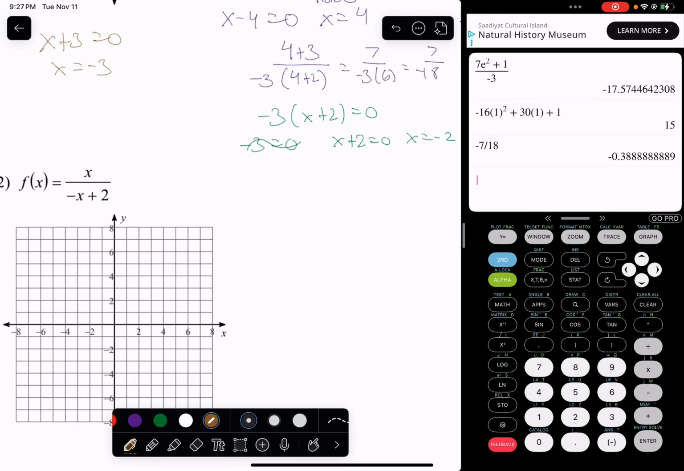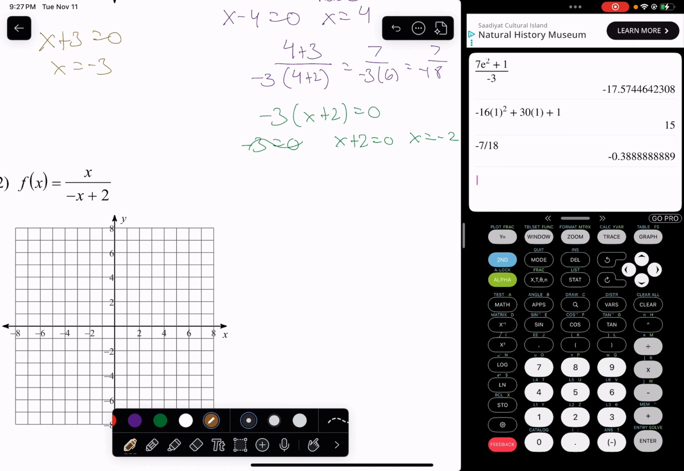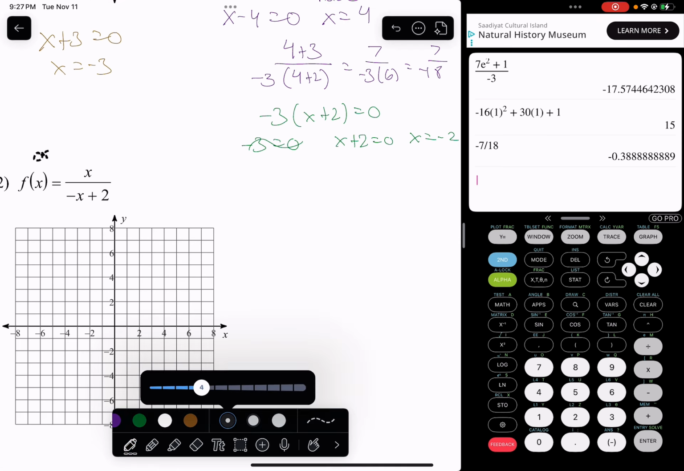Let's see. We can go ahead and find all of our versions here. Obviously, this is our original. Oh, it's still writing in dashed form. My bad.